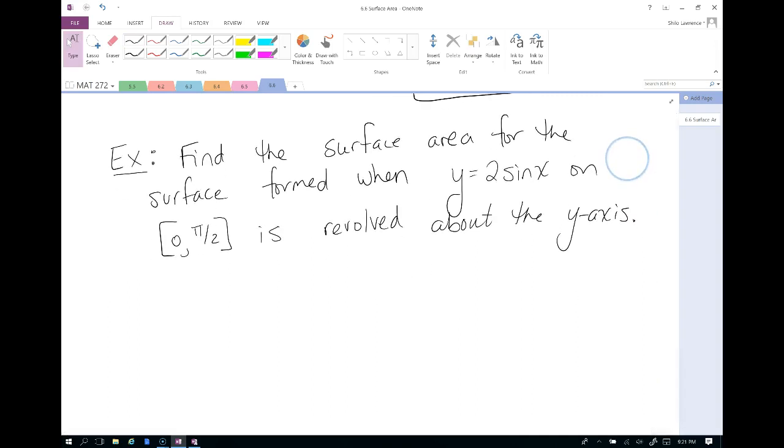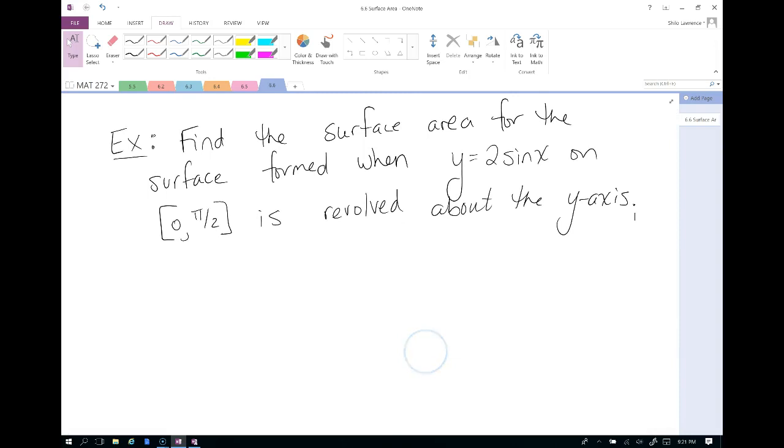No, I think it'll be okay. It's definitely not going to be something we can do by hand, but let's take a look at this one.